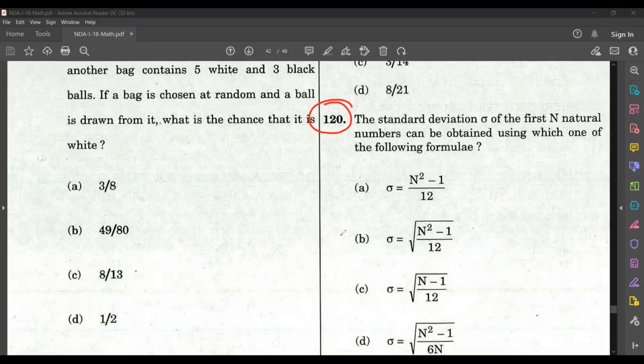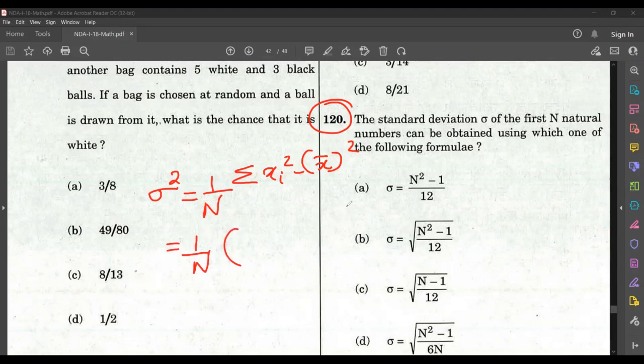See, you need the standard deviation of first n natural numbers, isn't it? First n natural numbers. So what is the formula for standard deviation sigma? Sorry, standard deviation sigma you need. So I'm first going to find sigma square. Sigma square is 1 by n sigma xi square minus x bar whole square, isn't it? So that is 1 by n. What is xi square? That means 1 square plus 2 square plus 3 square plus etc.